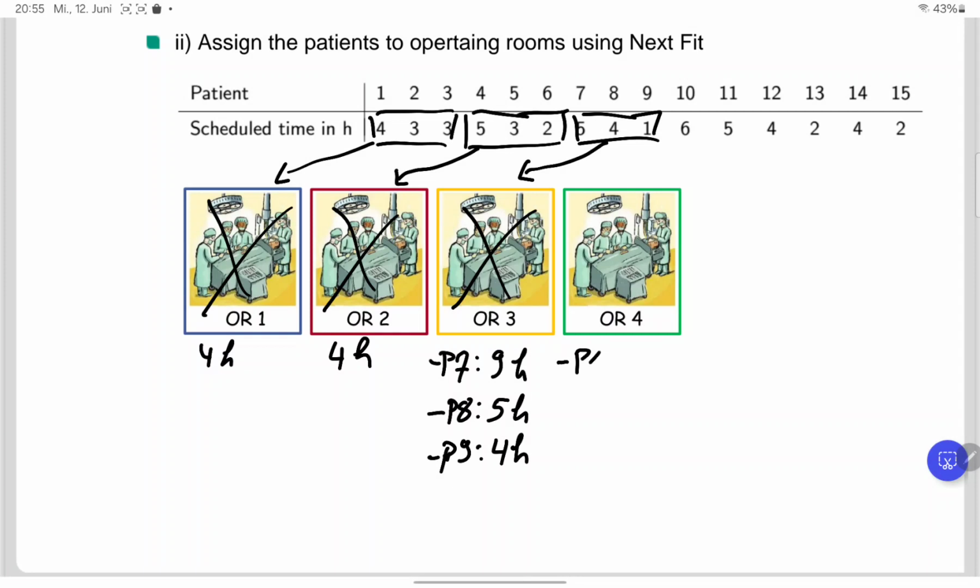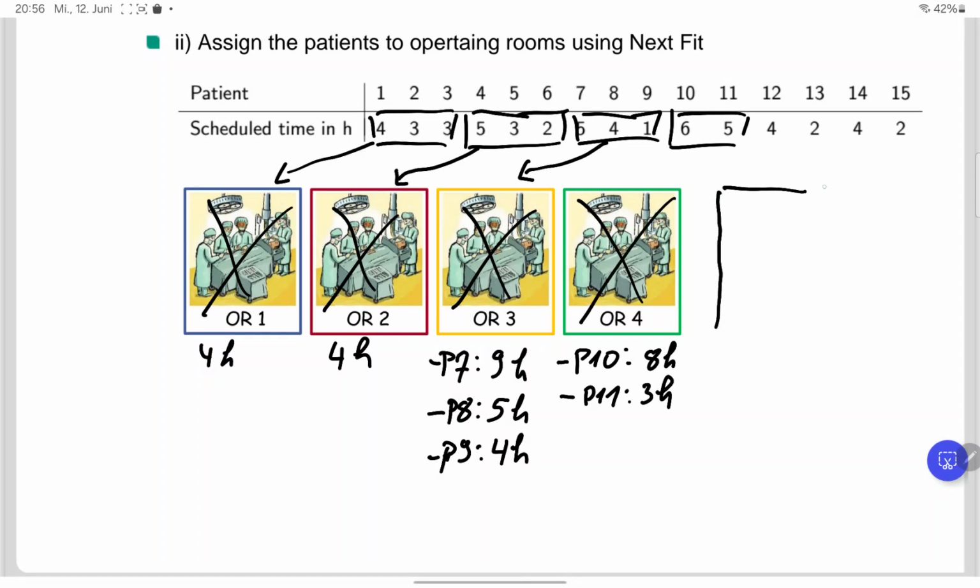Okay, we start with the 10th patient who requires 6 hours of surgery time, and 14 minus 6, we have 8 hours left. And then we can still assign the 11th patient with 5 hours, and we still have a capacity of 3 hours. Okay. The next one, unfortunately, requires 4 hours, so that means it doesn't fit into the fourth operating room anymore. We have to close it, and now we have to open operating room 1 again on the next day.